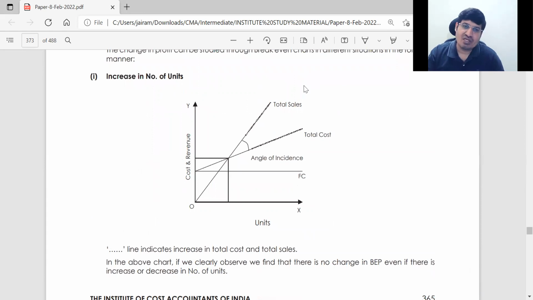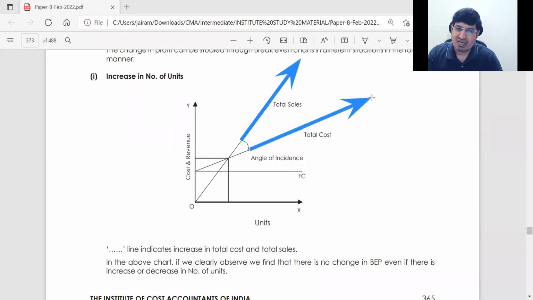Same thing here. We'll just see what happens if your number of units increase. As total sales increase, the same line is going to increase, right? The same line will go ahead and ahead. Here also the same line is going to go ahead and ahead. Correct? Which is why your angle doesn't change. As we know, angle is not dependent on the length of the ray, it is the angle only. The ray goes on increasing, but the angle remains the same. So if your total sales and total cost go on increasing with sale of more units, your angle of incidence doesn't change. Okay, remember that.